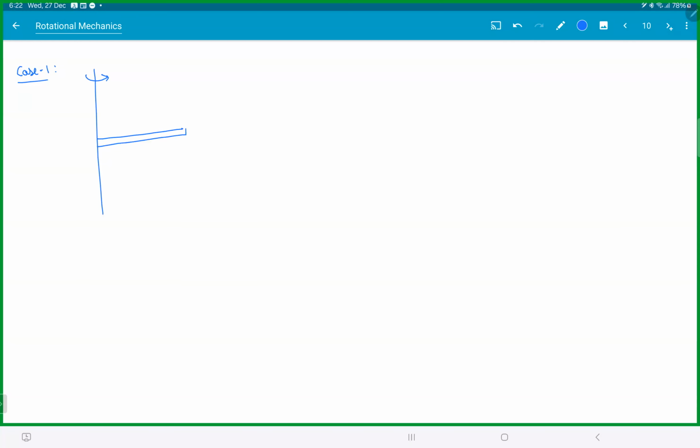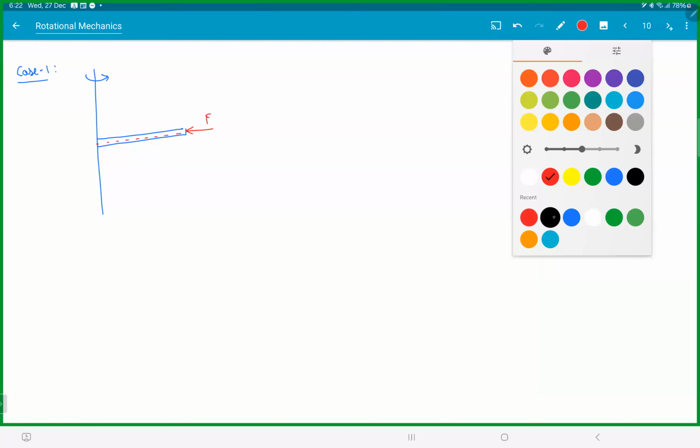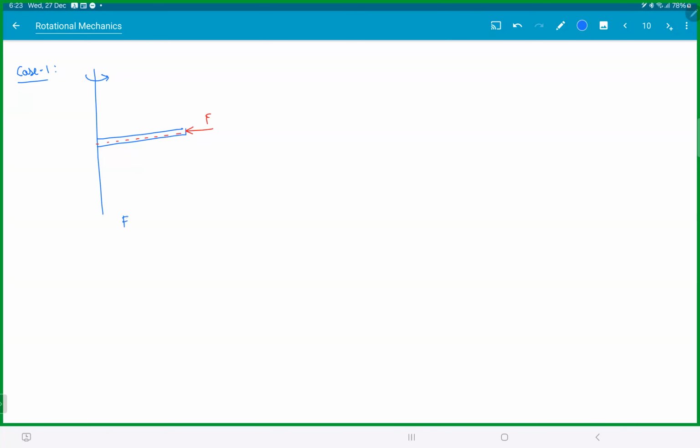We have a rod here, and let's say you're applying a force F. This force F is passing through the axis. So this is what we observe: F bar is passing through the axis, so we observe torque is 0. It does not rotate. So if the force passes through the axis, torque is 0.